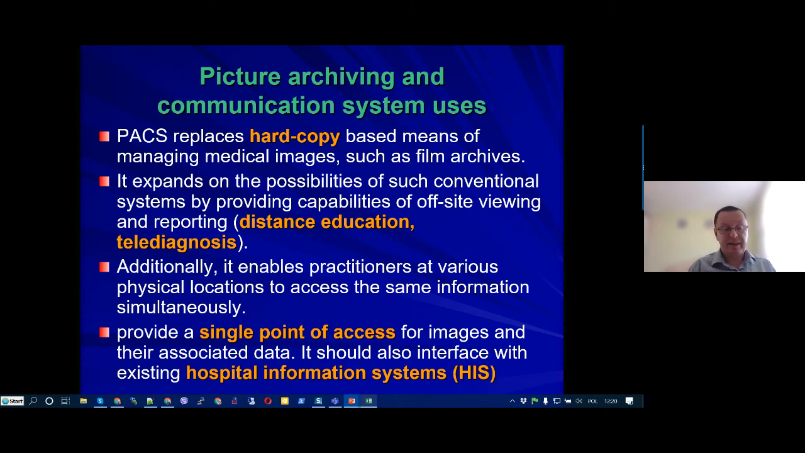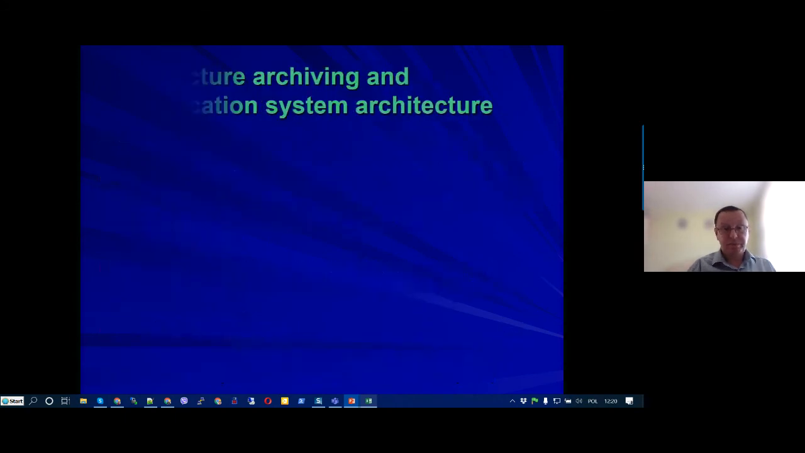kind of medical data. And that is the reason we are talking about a single point of access for images and associated data, and also an interface with other medical information systems like the hospital information system, EMR system, electronic medical records, and so on.